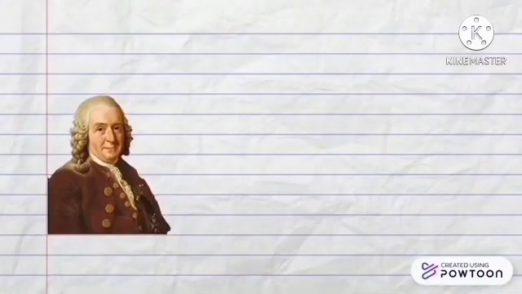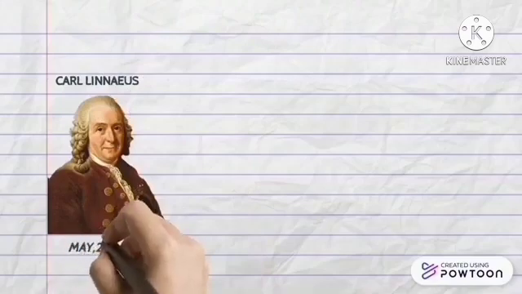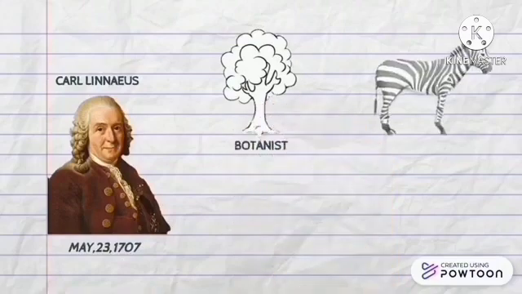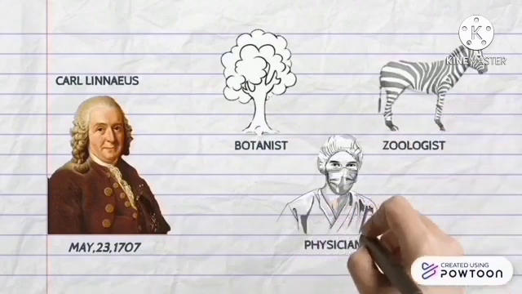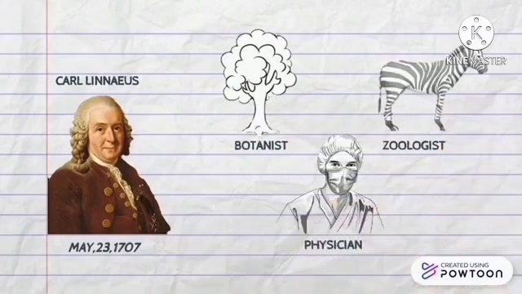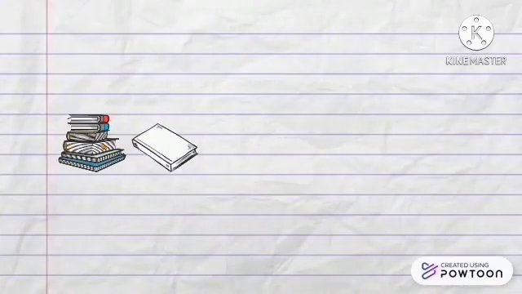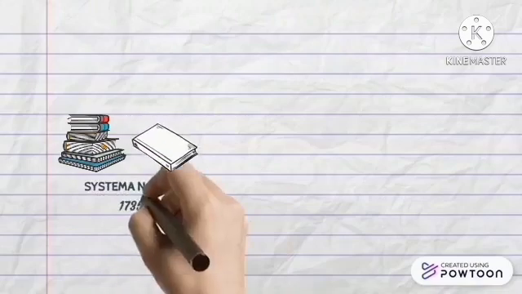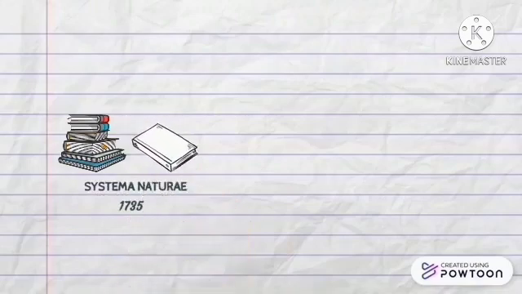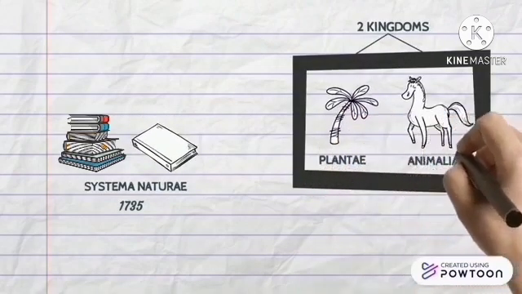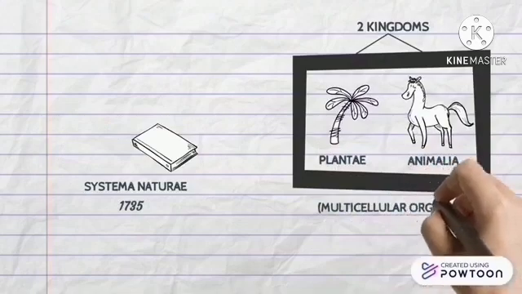Sir Carolus Linnaeus. Carolus Linnaeus, born on May 23, 1707, was a Swedish botanist, zoologist, and physician who came up with the oldest system of classification. In his book Systema Naturae, published in the year 1735, he divided the organisms into two kingdoms, namely Plantae for plants and Animalia for animals.